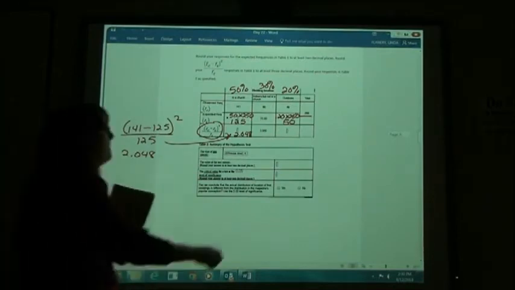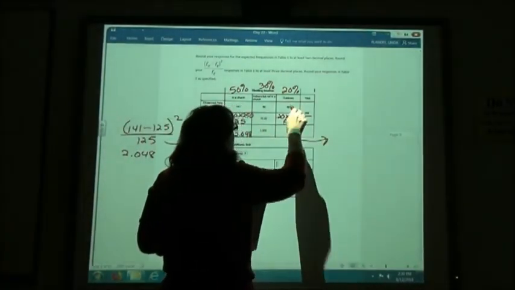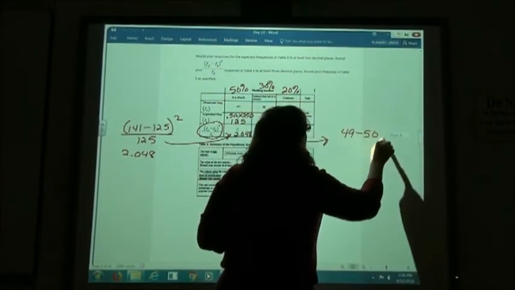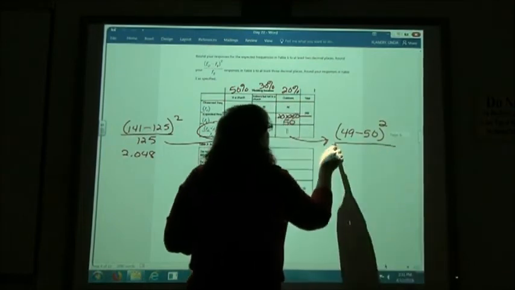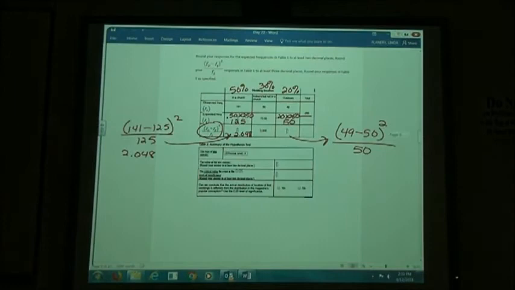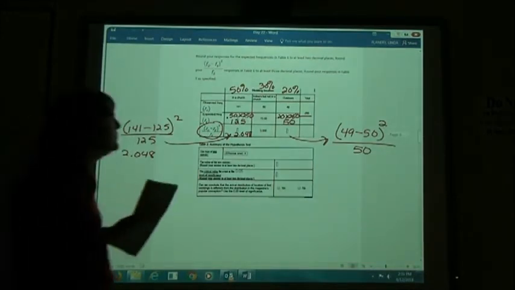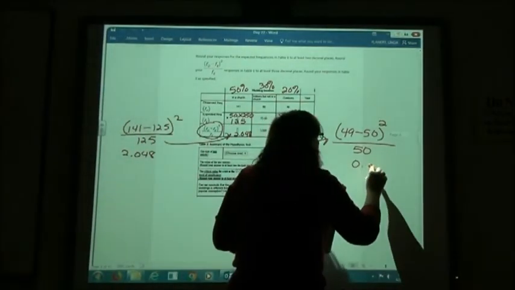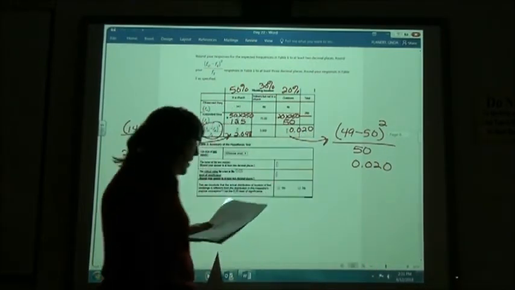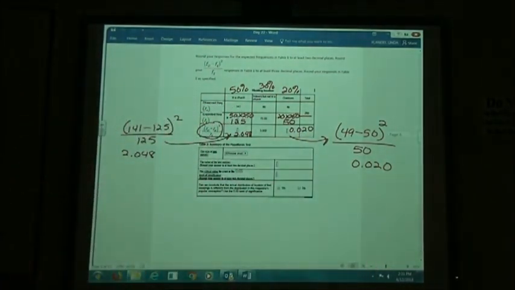On my other one, I'm going to have my observed frequency of 49 minus my expected frequency of 50. I'm going to square that and divide it by the expected frequency, which is 50. So 49 minus 50 squared divided by 50 should give you 0.020. Again, because it says to go to 3 decimal places, I like to put the 0 on the end, so I'm showing 3 decimal places.